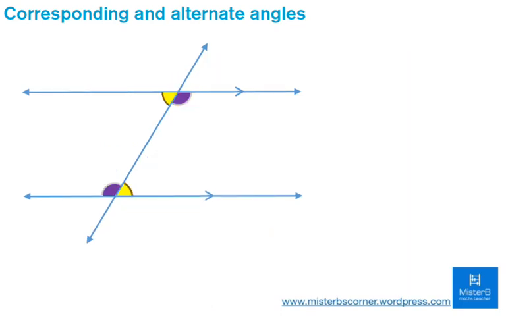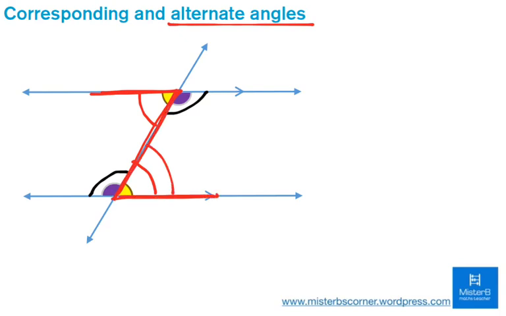Here, the color-coded angles are called alternate angles. So this angle has the same measure as this one, whereas this angle has the same measure as this one. You can figure this out by finding a Z shape here, so that inside this Z shape are the angles which have the same measure because they are alternate angles.